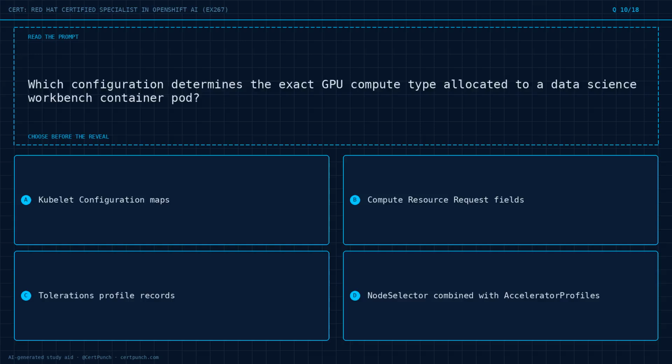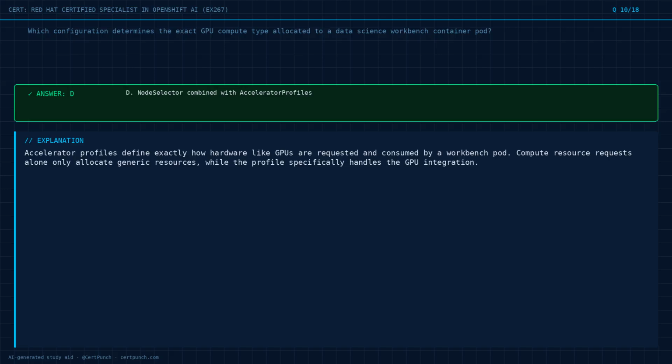Lock in your pick before the reveal. The correct answer is option D. Node selector combined with accelerator profiles. Behind the answer, accelerator profiles define exactly how hardware like GPUs is requested and consumed by a workbench pod. Compute resource requests alone only allocate generic resources, while the profile specifically handles the GPU integration.